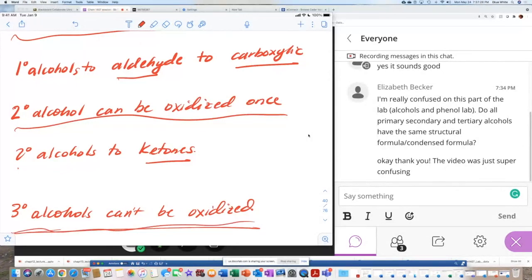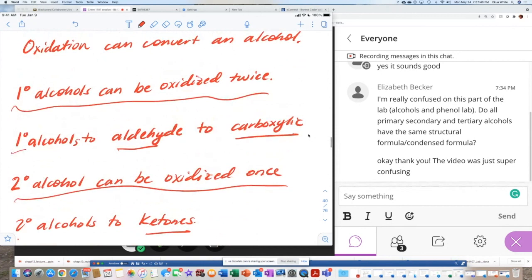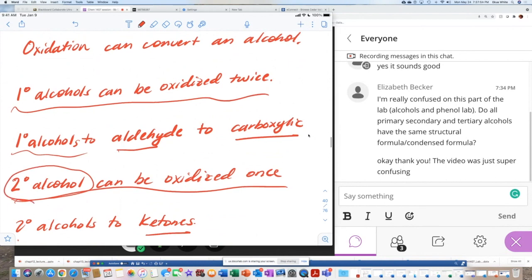So one of the ways in lab that they design labs, they'll give you a mystery alcohol. Figure out what this alcohol is. So if you try to oxidize and it doesn't work, you can conclude it's tertiary. If you try to oxidize it twice and it works, you can conclude, oh, it's primary. If you can only oxidize it once, you say, oh, it's secondary, okay? So we're using the differences to separate them.